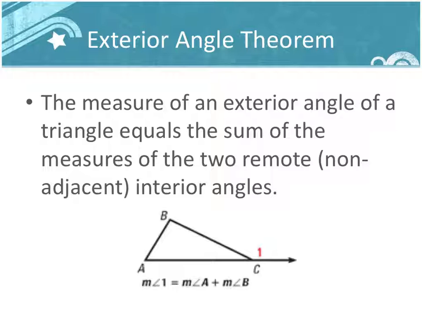Exterior angle theorem says the measure of an exterior angle of a triangle equals the sum of the measures of the two remote or non-adjacent interior angles.